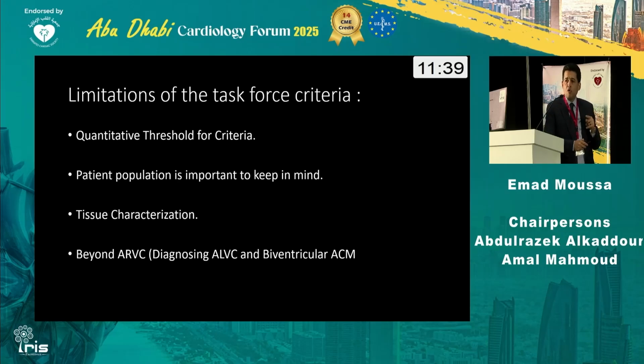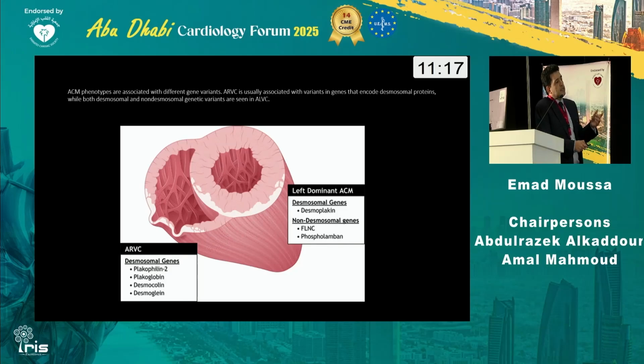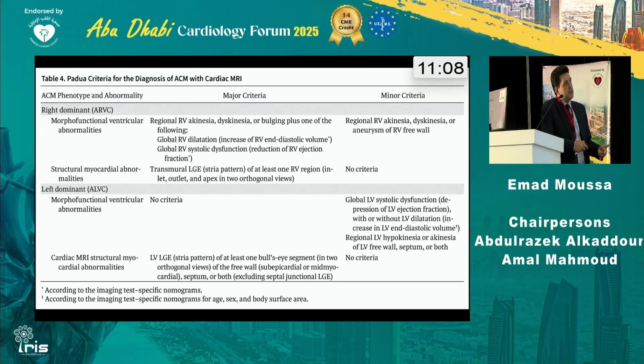Finally, the old task force criteria also neglected the fact that the disease is not limited to the right ventricle. The disease can actually be limited to the left ventricle, and it can happen in both ventricles. Subsequently, there is a newly evolving category called ALVC, arrhythmogenic left ventricular cardiomyopathy, and biventricular ACM, which is biventricular arrhythmogenic cardiomyopathy. These are the group of genes that were discovered as responsible for the mutation and occurrence of the disease in different subjects.